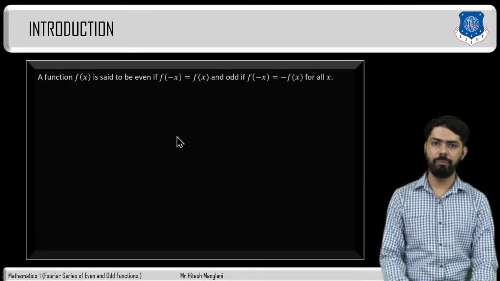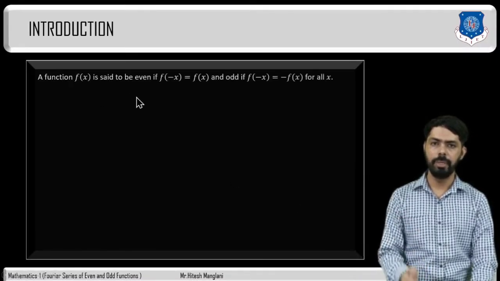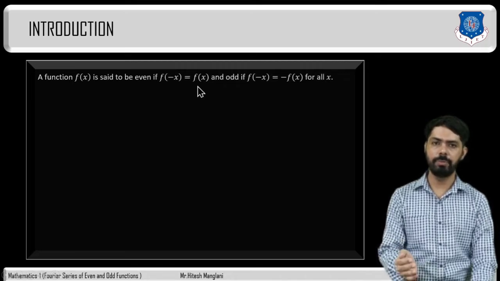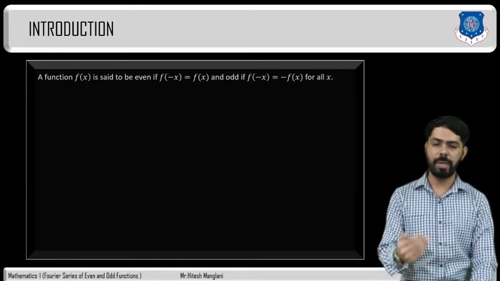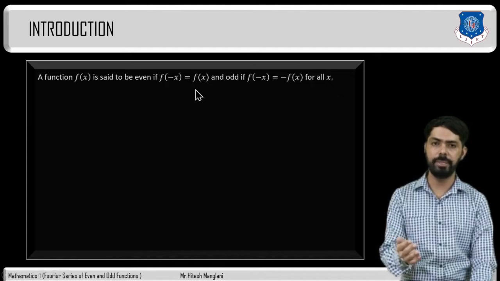A function f of x is said to be even if f of minus x is equal to f of x. For example, x square. In x square, if we replace x by minus x, then it will be minus x whole square, so it will be x square. Therefore, it is f of x. Therefore, in this case, f of minus x is equal to f of x. Therefore, we can say that x square is an even function.